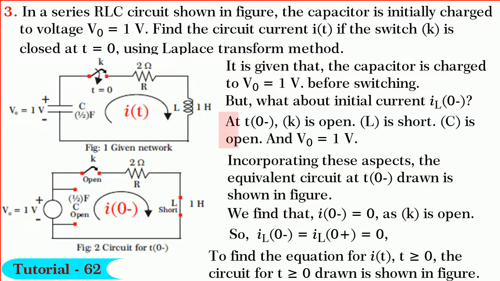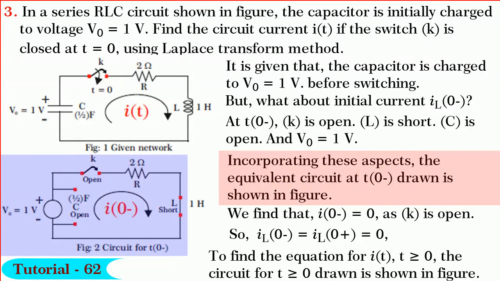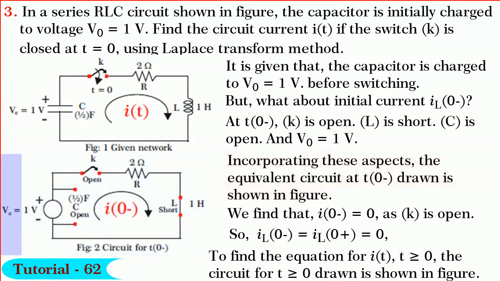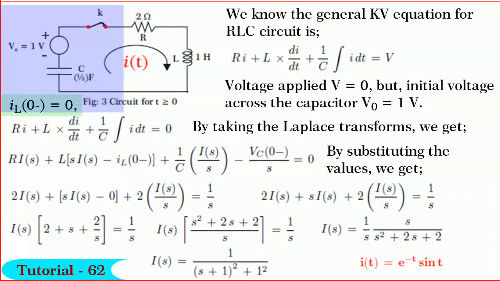We know at t = 0−, K is open, L is short, C is open, and V0 is equal to 1 volt. Incorporating these aspects, the equivalent circuit at t = 0− is drawn as shown in the figure. Observe the network. We find that i(0−) = 0 as K is open. So, iL(0−) = iL(0+) = 0. To find the equation for i(t) for t ≥ 0, the circuit for t ≥ 0 is drawn as shown in the figure.